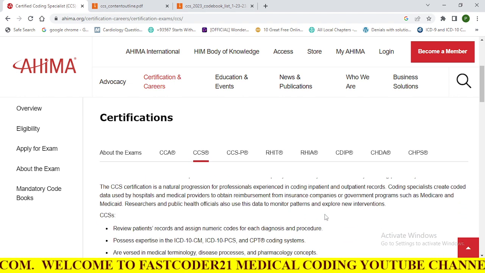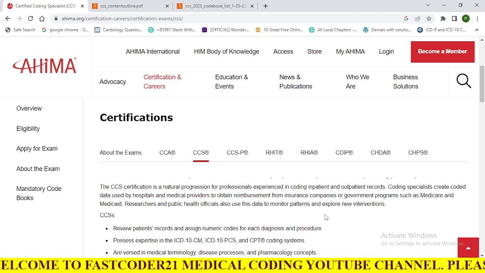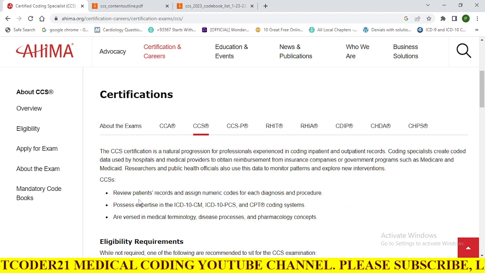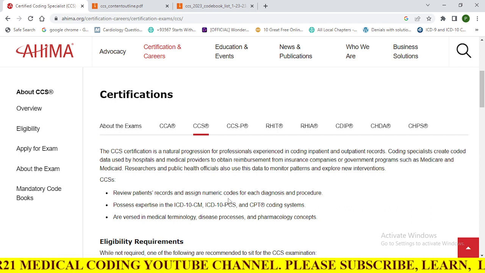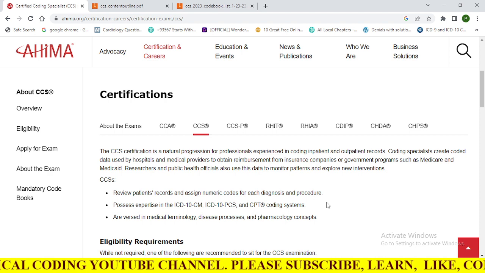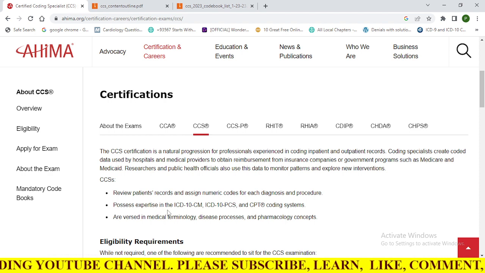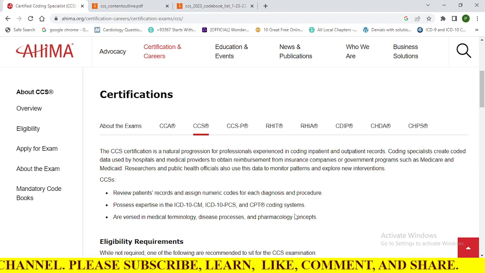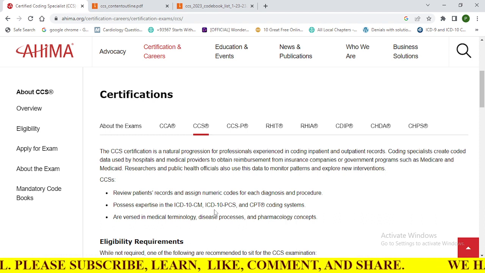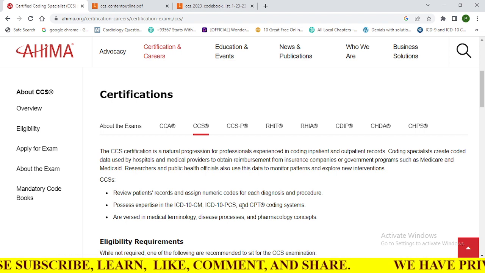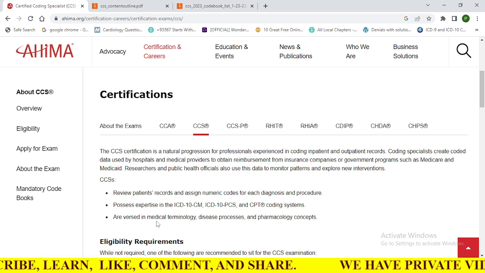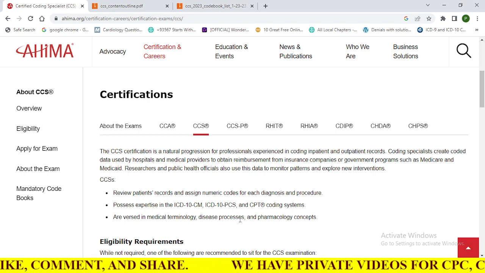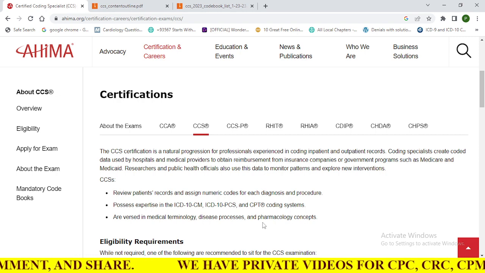So if you see here, all the requirements are mentioned. If you have the CCS, it means you can review patient records and assign numeric codes for each diagnosis and procedure. You possess expertise in ICD-10-CM, ICD-10-PCS and CPT coding systems, as the CCS exam consists of ICD-10-CM, ICD-10-PCS, and CPT coding systems. If you have CCS certification, you are versed in medical terminology, disease process, and pharmacology concepts.